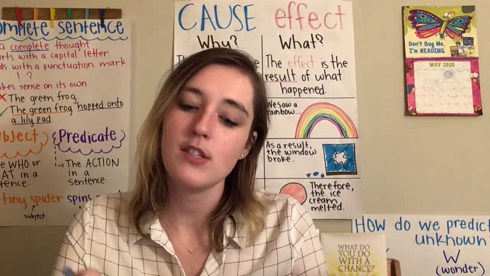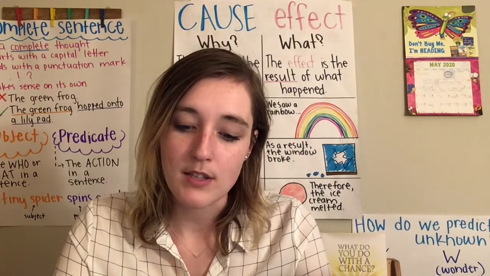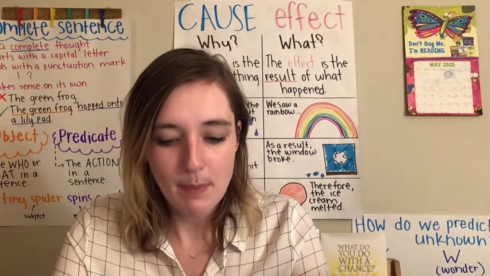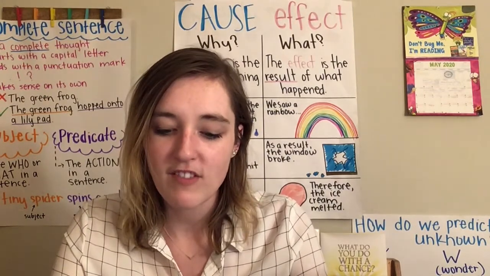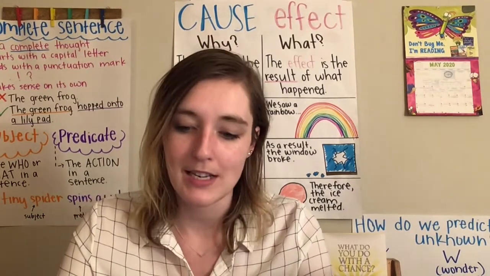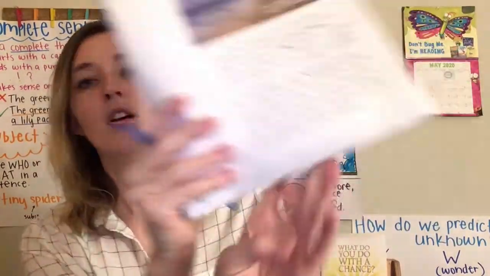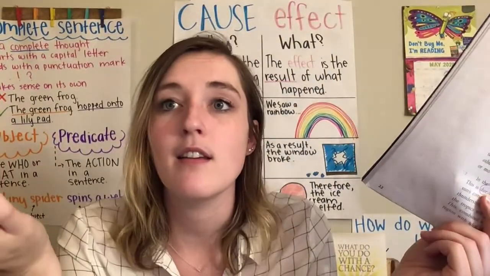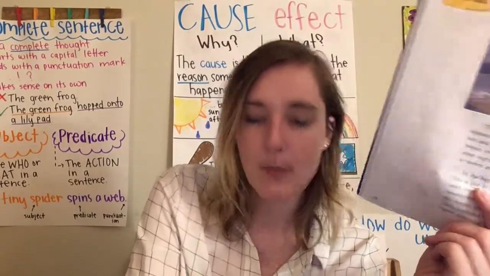So it says, this is due to the rising air resulting from the sun's constant heating. During certain periods, thunderstorms can occur every day. Despite this, the tropics still receive a great deal of sunshine. This combined with a heavy rainfall provides the region with the ideal growing conditions. So this is due. I'm going to circle that word. That's another clue word. Due. This is the reason why. So I'm going to write due on my signal words as well.